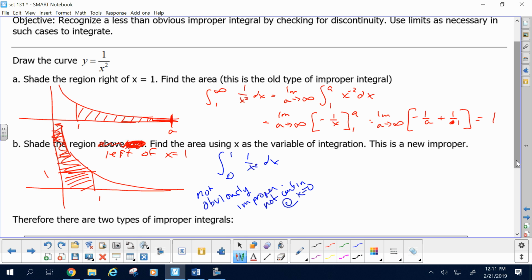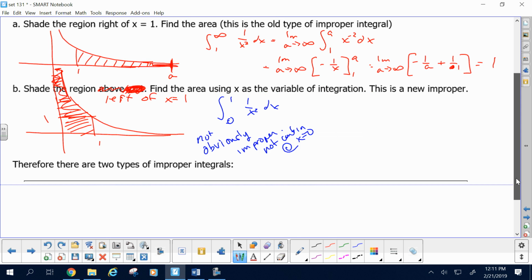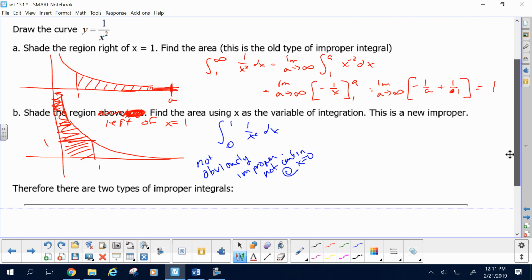If, for example, you tried to integrate 1 over x squared from negative 2 to 2, there's a big old asymptote in there you have to be aware of. So now you have to check for continuity, is the point of this. There are 2 types of improper integrals now.